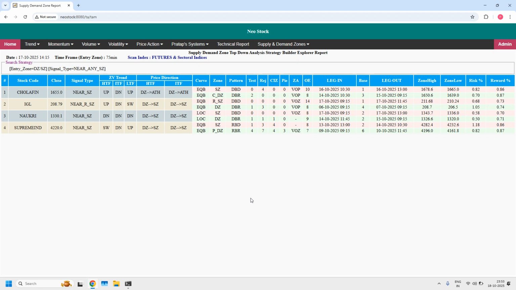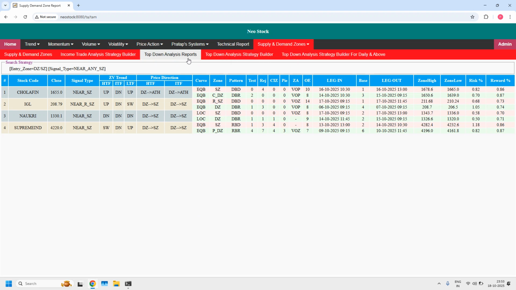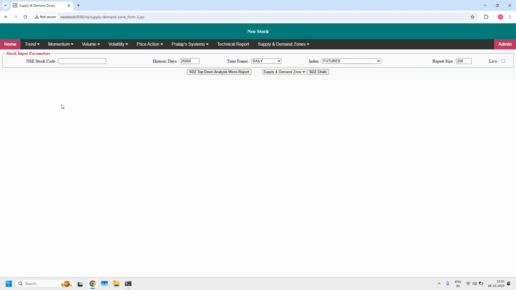So this is about stocks near demand and supply zones, and we are using high liquidity zones for the HLQ zone strategy that you learned in lesson 21.3 video. Next, I am generating Nifty and Bank Nifty supply demand zone chain reports, starting with Nifty. Generating monthly supply demand zone chain for Nifty.